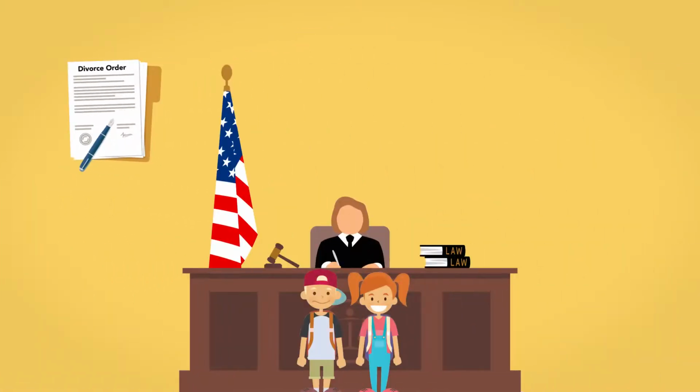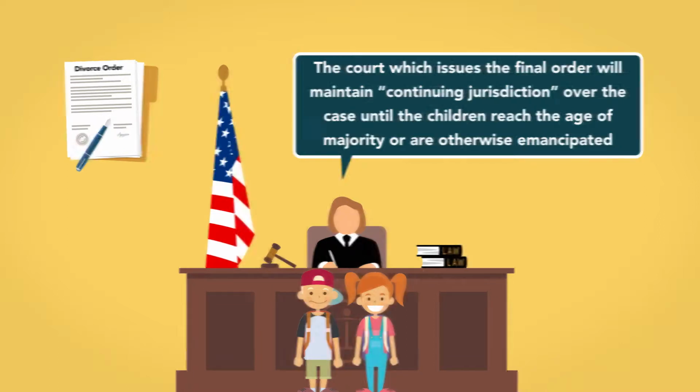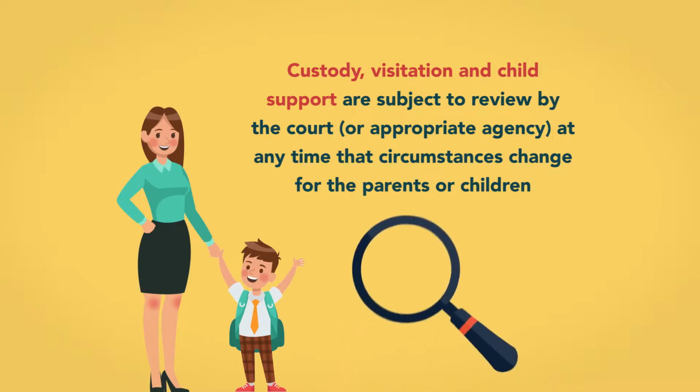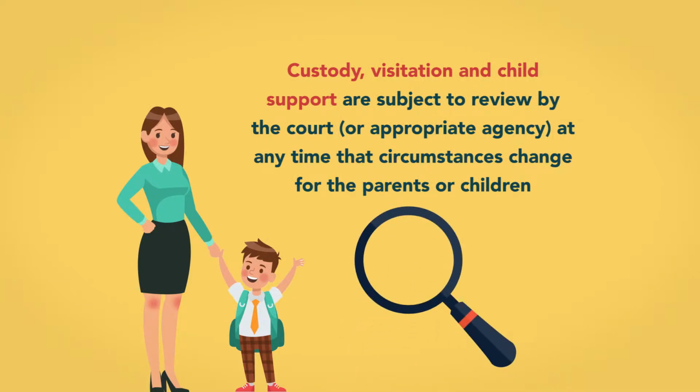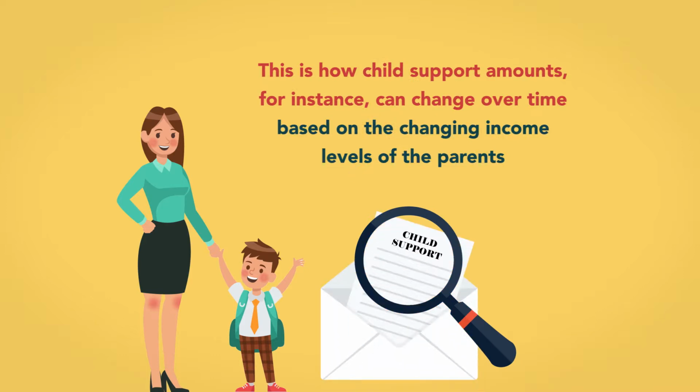When children are involved, the court which issues the final order will maintain continuing jurisdiction over the case until the children reach the age of majority or are otherwise emancipated. This means that custody, visitation, and child support are subject to review by the court or appropriate agency at any time that circumstances change for the parties or children. This is how child support amounts, for instance, can change over time based on the changing income levels of the parents.